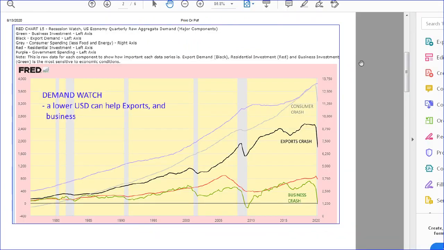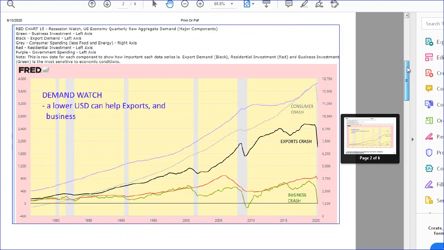Now let's have a look at this. This is the demand destruction I was talking about. This is from the Fed database. The consumers crashed, exports have crashed, and businesses have crashed. So a lower US dollar can help with at least two of these lines, the black line and the green line. So demand's got to come from somewhere, so they need to get the US dollar down.